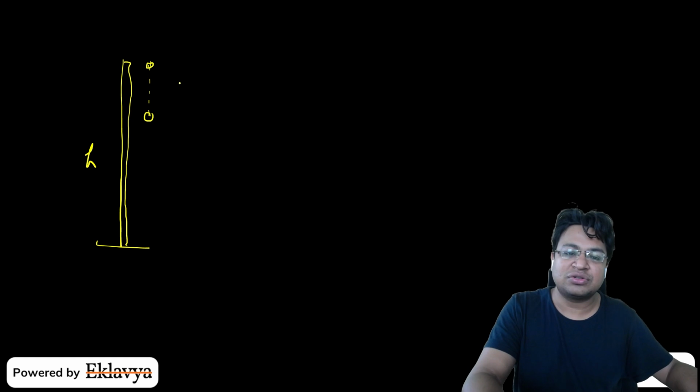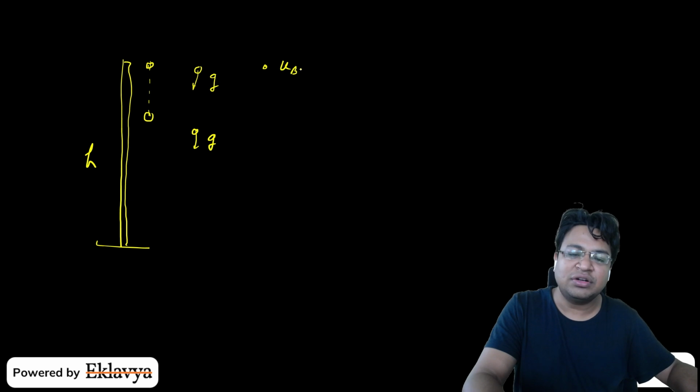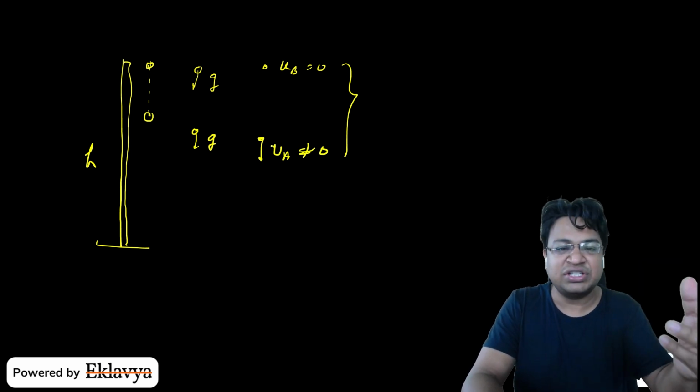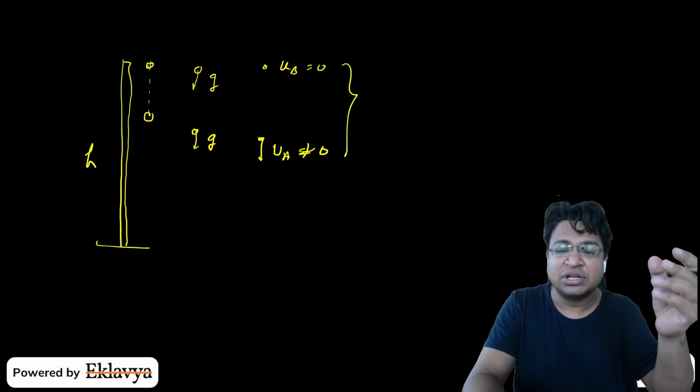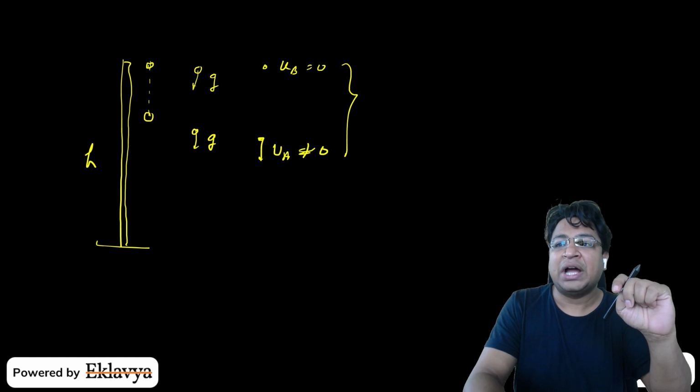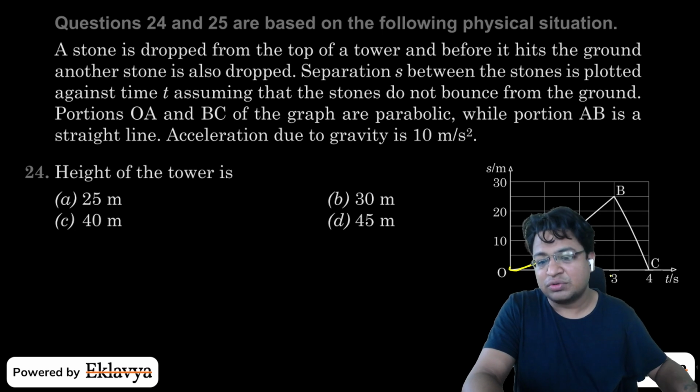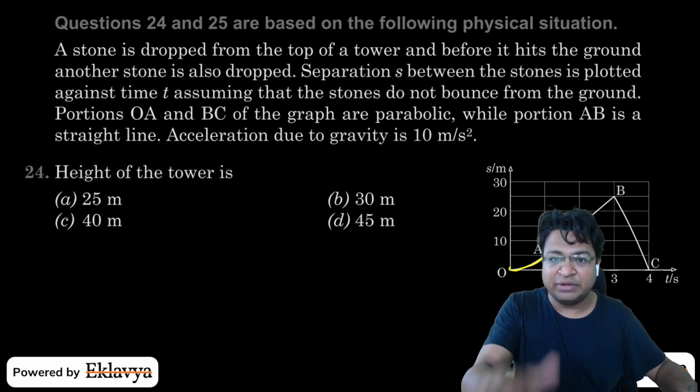So the moment you drop the second stone, both the stones are falling with an acceleration of g. But at the time when you release the second stone, the velocity of this stone was zero, while the first stone was already going with some velocity. Therefore the relative velocity will now persist. The relative acceleration has become zero, but the relative velocity persists, which basically means that the graph of s versus t will become a straight line. This straight line tells us that the time when the second stone was dropped was 1 second, and then they were both falling freely with the acceleration of g.